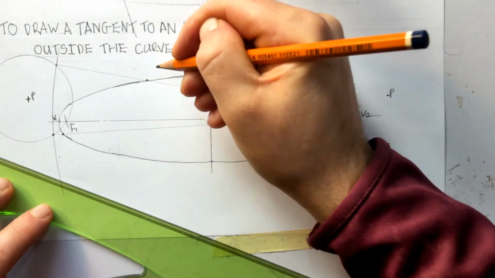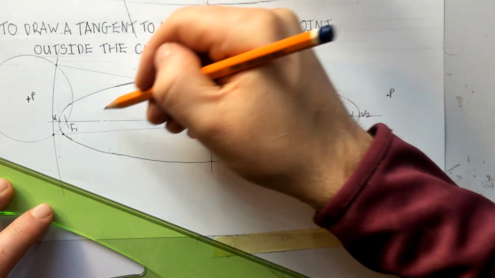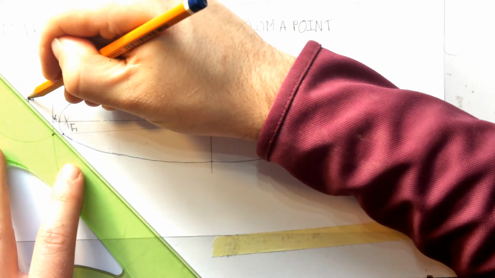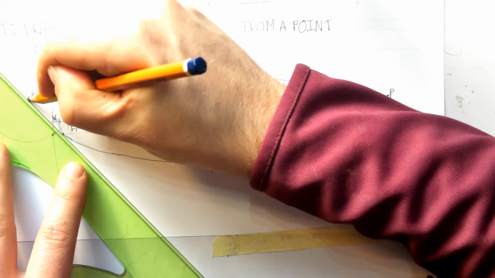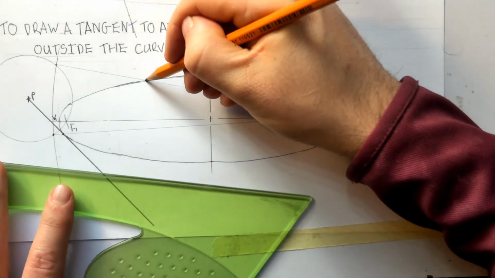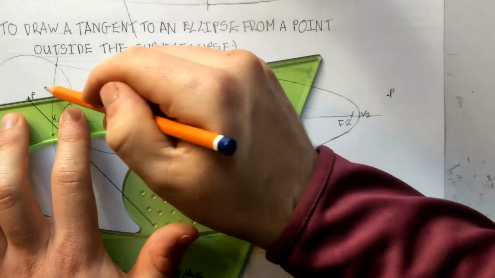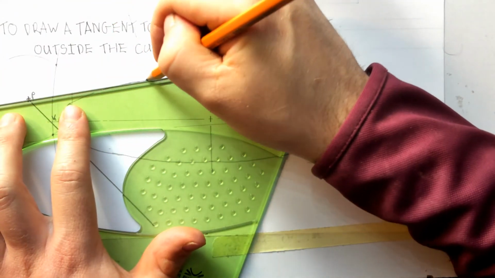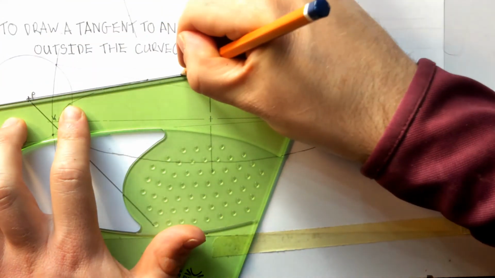You could draw in two. You could draw in one there and one here. So look, now you have a tangent here, and you could do another one if you were asked to here as well. And that's that.